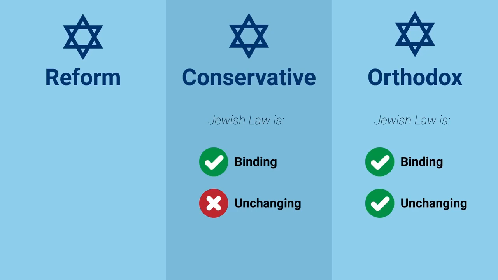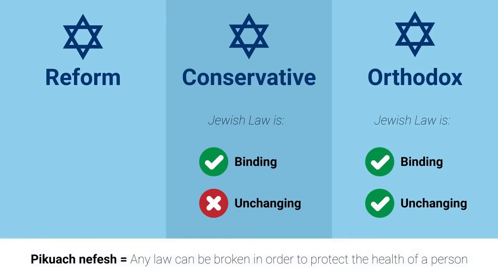Now, before I move on, let me mention the principle of pikuach nefesh, which is followed by every branch of Judaism. This law states that any other law can be broken in order to protect the life or health of a person. So, for example, if a person has a medical emergency on Shabbat, even the most Orthodox Jew will drive a car in order to get that person to the hospital as fast as possible. However, there are three exceptions. You can't murder, you can't worship idols, and you can't commit a sexual sin.